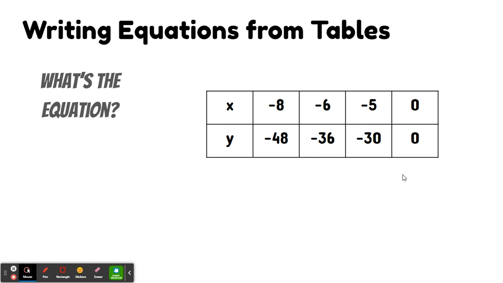Go ahead and try this one on your own. What is the equation? Okay, the equation for this one is 6x. So again, we went through and we found our slope. So we are saying, okay, I'm going to start here. This is going up 5. Okay, this is going up 30, going from here to here.